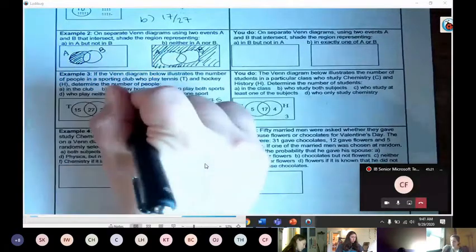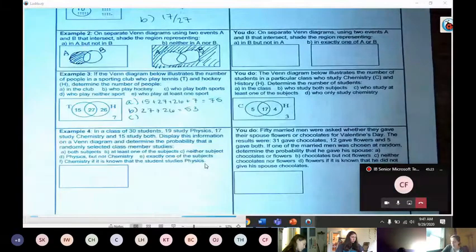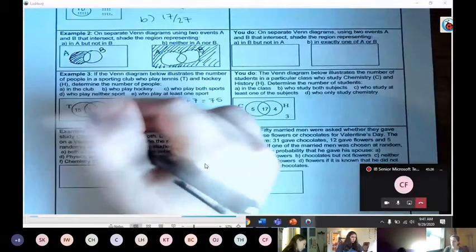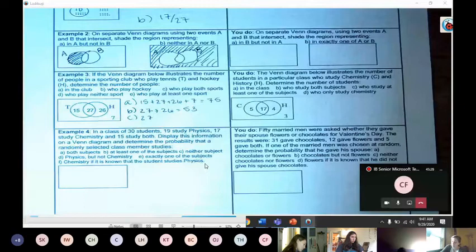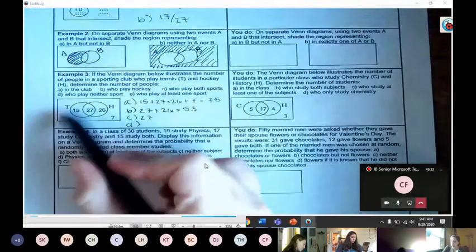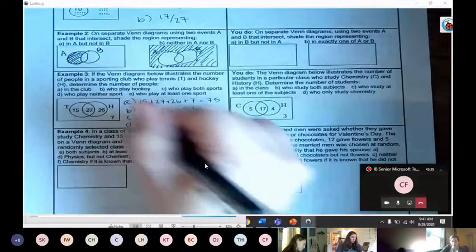Part C asks for who play both sports. That would be 27, the intersection. Who play neither sport, part D, will be everything outside of T and H, so 7.